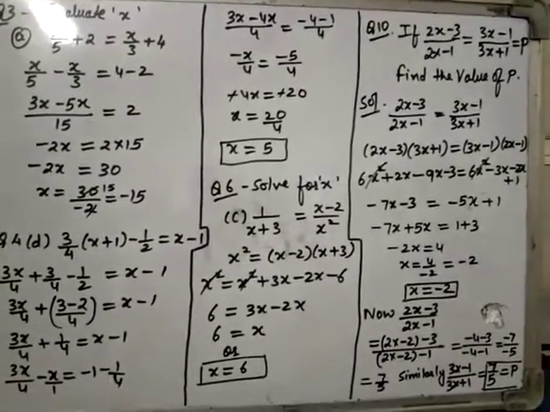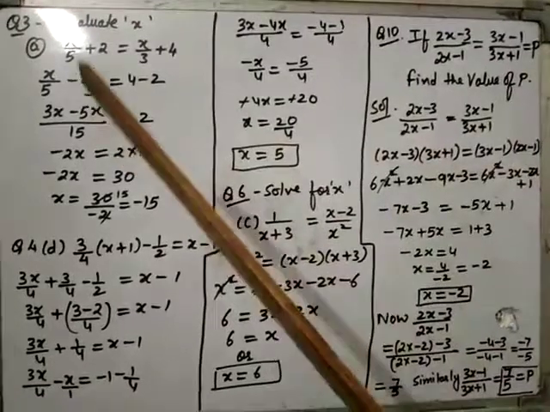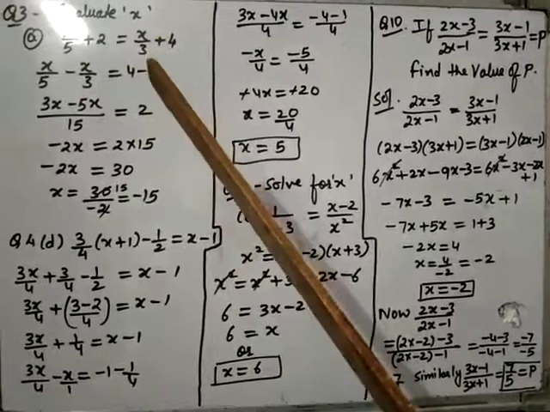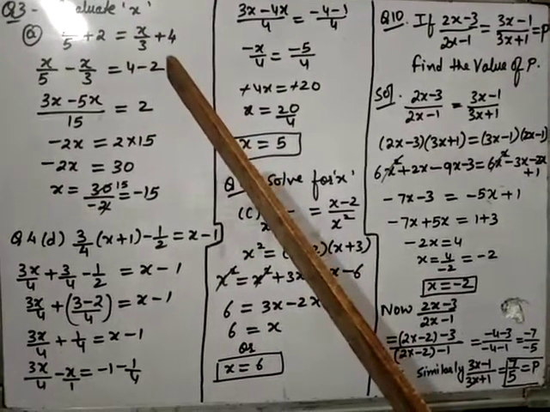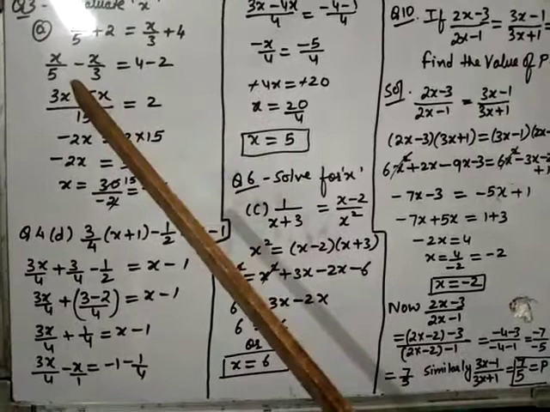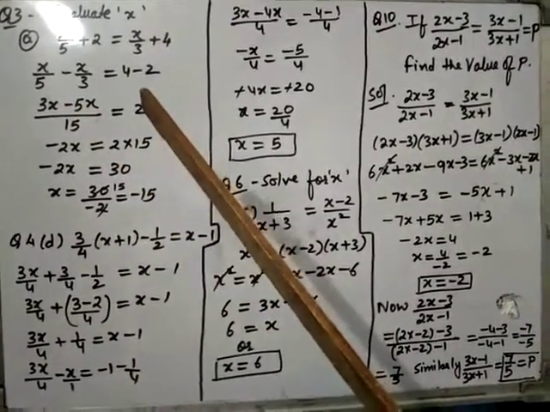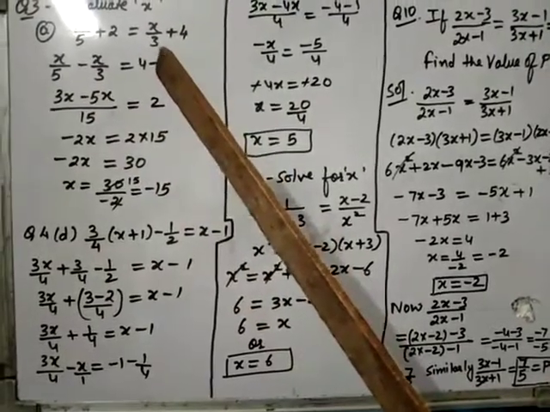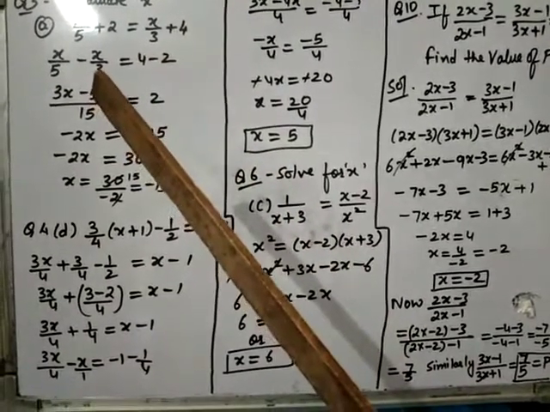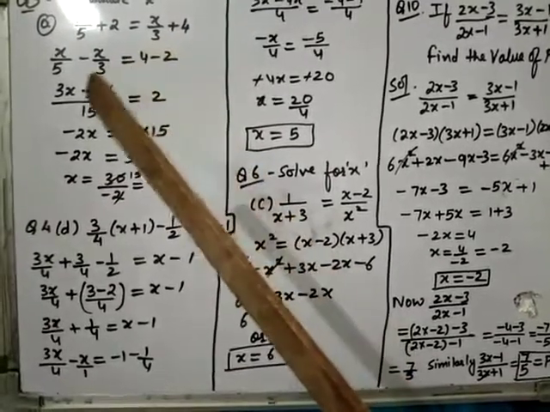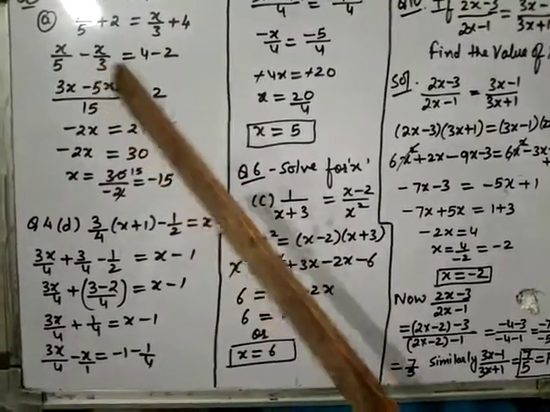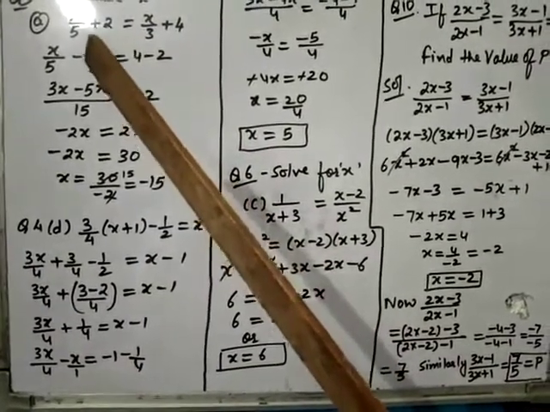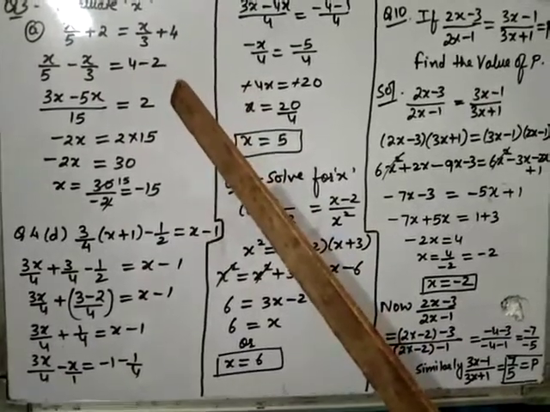Now students, question number 3. Evaluate x. Question is x upon 5 plus 2 equal to x upon 3 plus 4. Again what we will do, we shift the variable on one side and constant on another side. X upon 5 is already on the left hand side. We move this x upon 3 to the left hand side. The sign will change from plus x upon 3 to minus x upon 3. Equal to 4 is already present on the right hand side. We shift this plus 2 to the right hand side, it becomes minus 2.